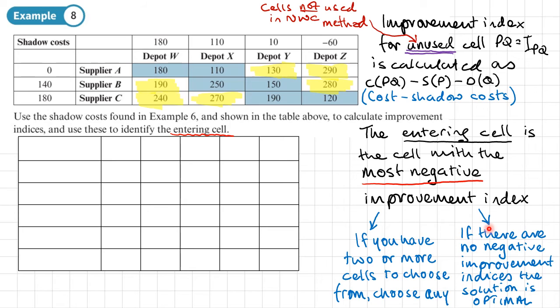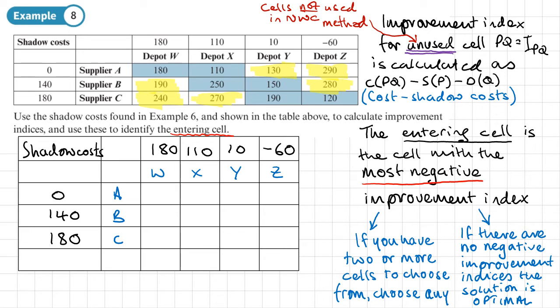Now this is going to be important when we iterate this method and we want to know whether we found an optimal solution. That will be when we have no negative improvement indices. Okay, so let's now get this table ready to work out the improvement indices. Right, so I'm now going to put a cross in the cells where I don't need to work out the improvement indices, and it's the cells that have already been used. They're highlighted in blue in the table above. Okay, so these would have been the cells that I used in the northwest corner method.